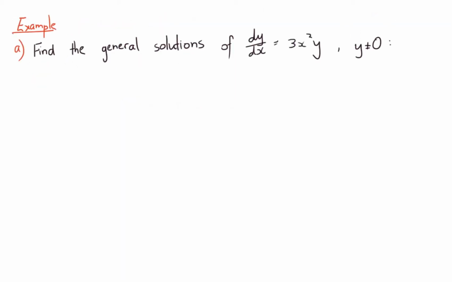Okay, on to another example. So part A. Can we find the general solutions of dy dx equals 3x squared y, where y cannot equal 0? Now remember, in this case, y cannot equal 0, not because it's on the denominator or anything like that, but if y was equal to 0, then the derivative of 0 is just 0. That would satisfy this, but it's a very trivial solution. So we're not after that trivial solution. So they've stated that y cannot equal 0. Okay, so let's get into it.